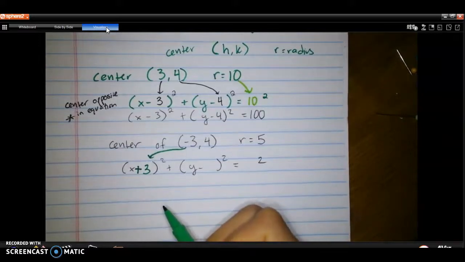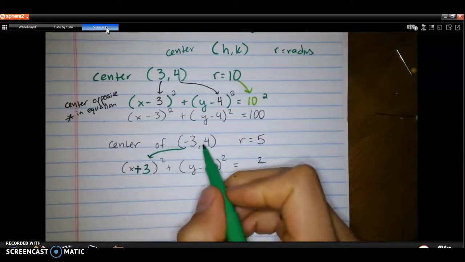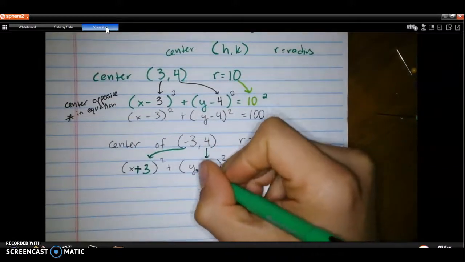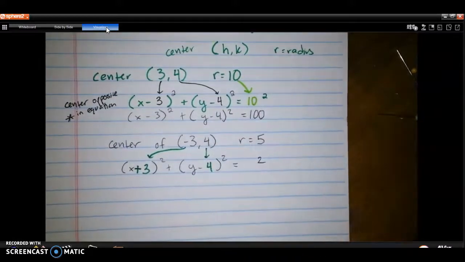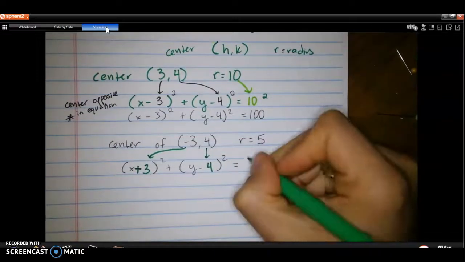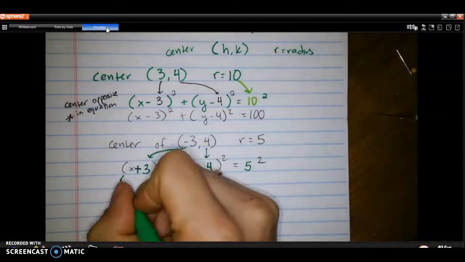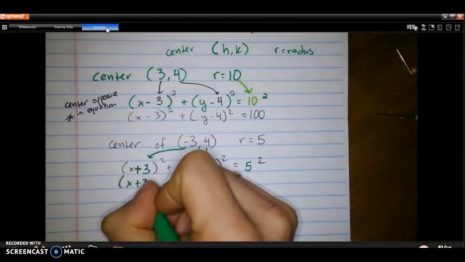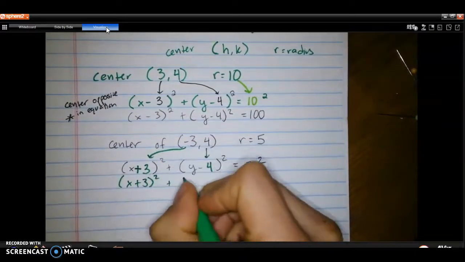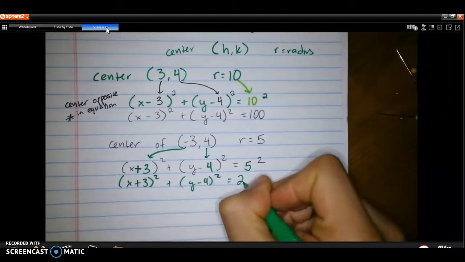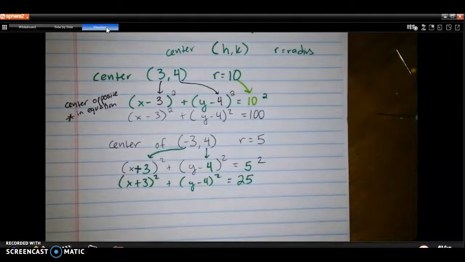Again, it's opposite. We have a y value of 4. So opposite of +4 is -4. We just keep the minus there. And then our radius is 5. So our equation is (x + 3) squared plus (y - 4) squared equals 25. And you can leave it just like that.